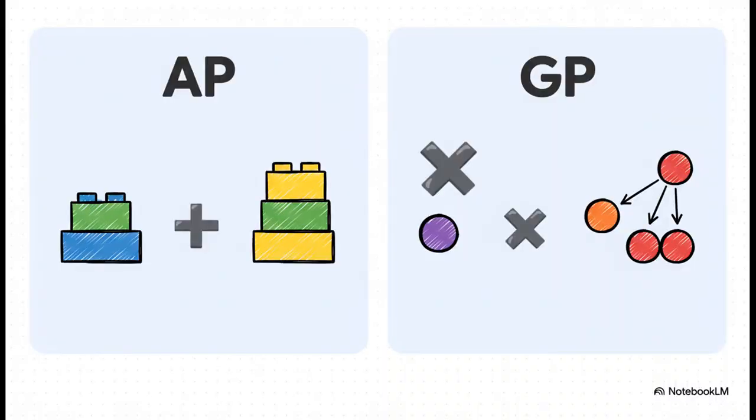Before we build anything, we gotta lay the foundation. You're probably pretty comfortable with arithmetic progressions, APs, right? That's where you're just adding or subtracting the same number over and over. Well, think of a geometric progression, or GP, as its cousin, but instead of adding, we're multiplying. That's the big switch. We've moved from adding to multiplying.